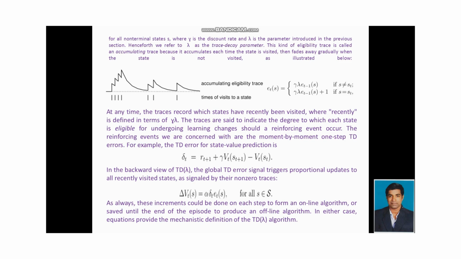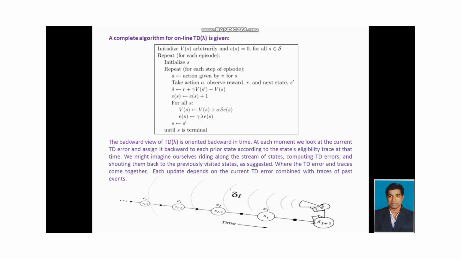In the backward view of TD(λ), the global TD error signal triggers proportional updates to all recently visited states, as signaled by their non-zero traces: ΔVt(s) = α δt Et(s) for all s ∈ S. As always, these increments could be done on each step to form an online algorithm, or saved until the end of the episode to produce an offline algorithm. In either case, the equations provide the mechanistic definition of the TD(λ) algorithm. A complete algorithm for online TD(λ) is given below.